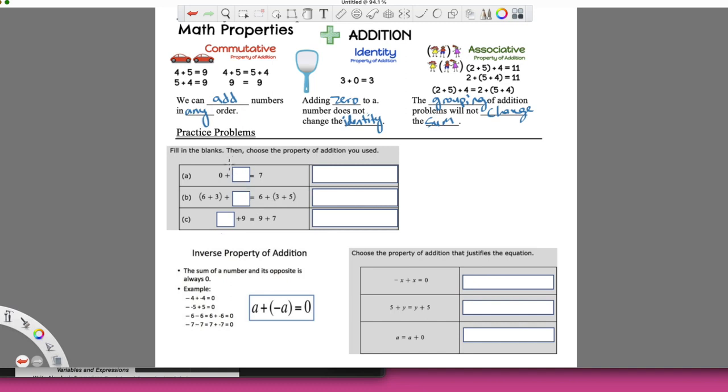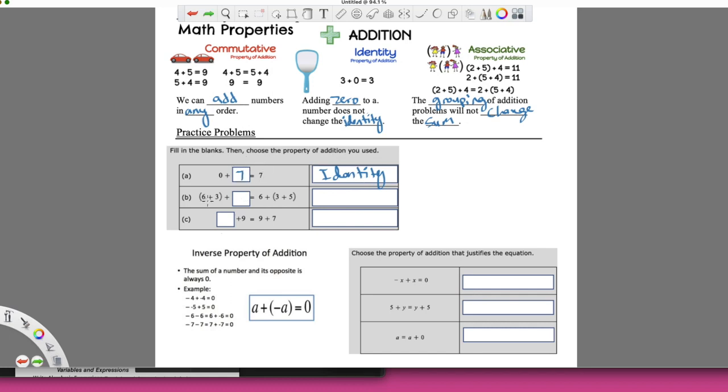So with this one, 0 plus something equals 7. Well, the only thing I could add to 0 to get 7 would be 7. And so if we look up here, that is our identity property. Identity. So that's our identity property because it didn't change the 7, it stayed 7.